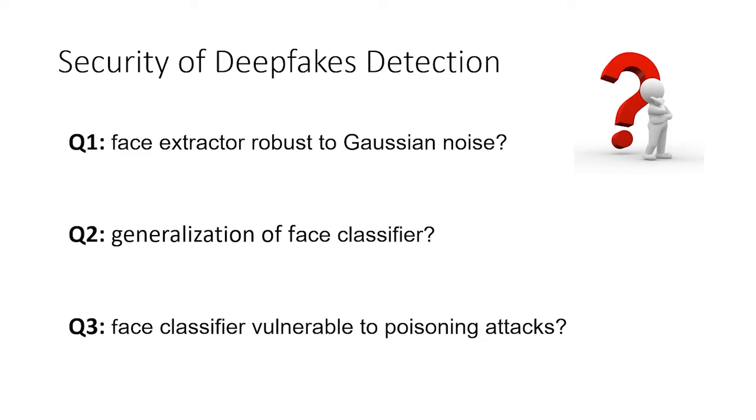And also, a face classifier is a binary machine learning classifier. The adversarial machine learning community has developed adversarial examples and data poisoning attacks for machine learning classifiers, which attack classifiers at testing phase and training phase respectively. Recent studies showed that a face classifier is vulnerable to adversarial examples. The third question we aim to study is, are these face classifiers also vulnerable to data poisoning attacks?